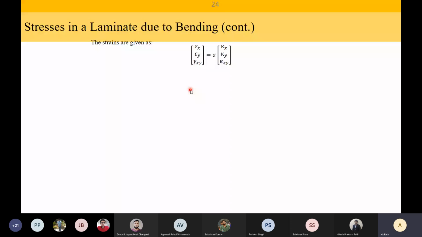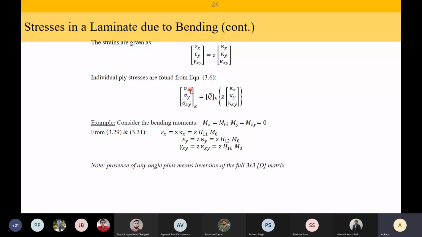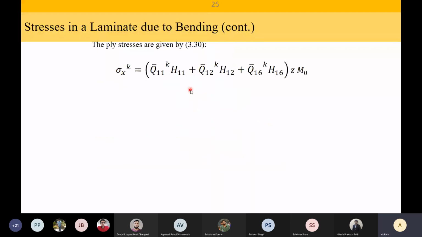If you know the strain, Q into strain is your stress, and that's what we are looking for. So if I have a special case, Mx is equal to M0, My is equal to Mxy, and so you can just calculate the strains, which will come out to be the terms as shown. And from there, you can calculate the total ply stress. This is just opening up of the entire matrix. This is 3 by 3 into 1 by 3 matrix multiplication.